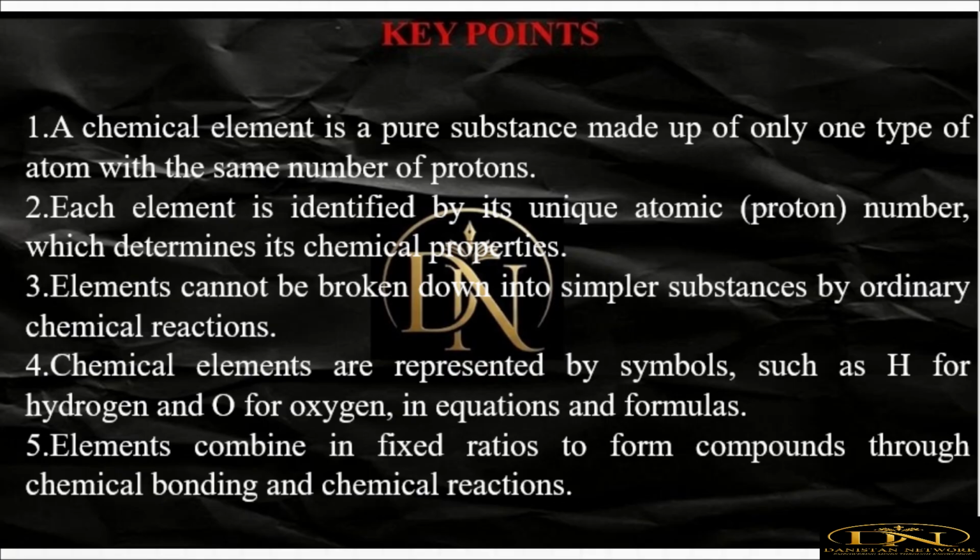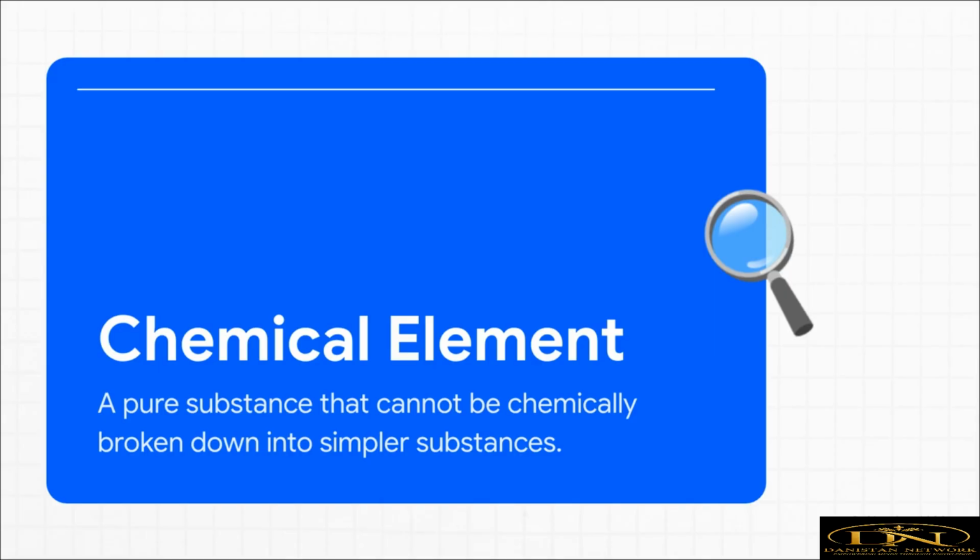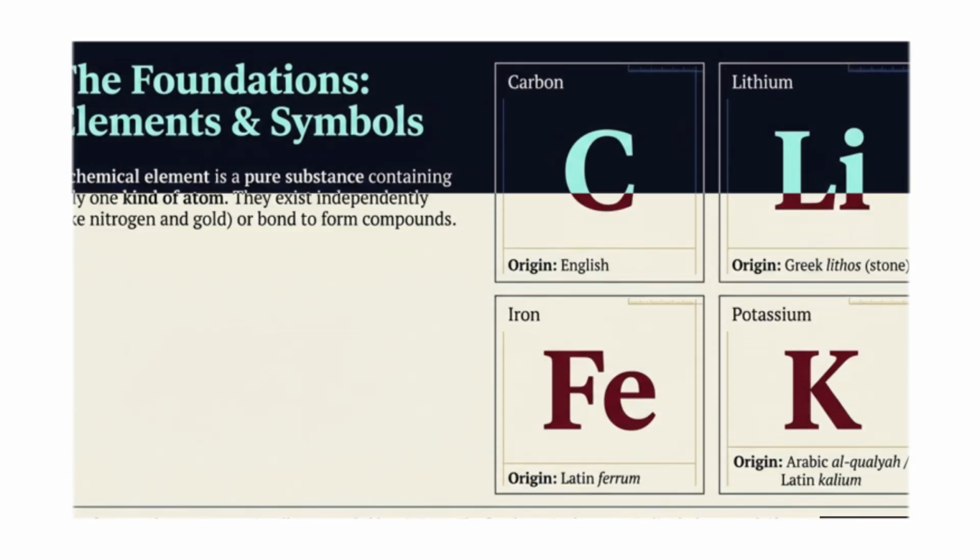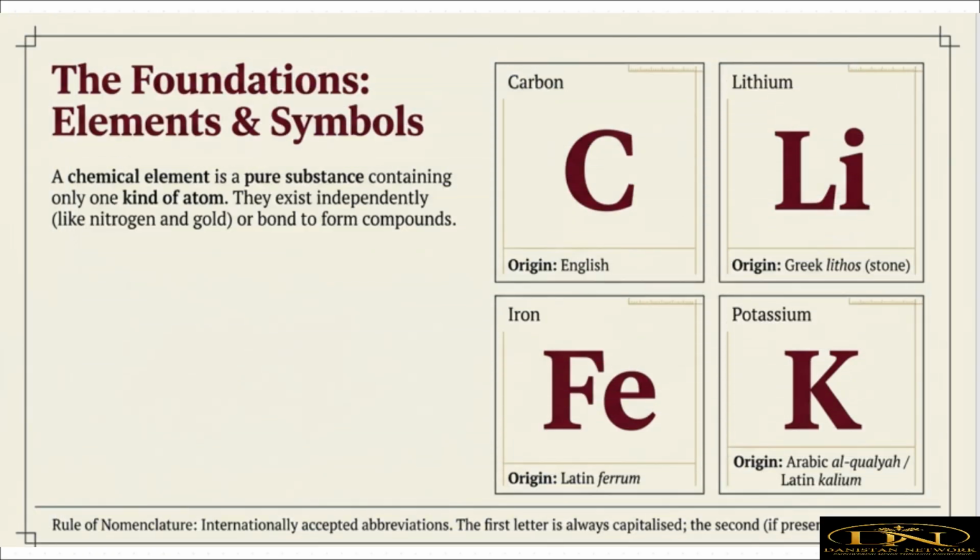Some of them, like gold or nitrogen, are just found on their own in nature, but most are combined into compounds. Right, so what's an atom then? An atom is formally defined as the smallest particle of an element capable of taking part in a chemical reaction. Now, to communicate globally, every single element has its own unique, internationally accepted chemical symbol. Notice how the first letter is always capitalized, and the second one, if there is one, is always lowercase.